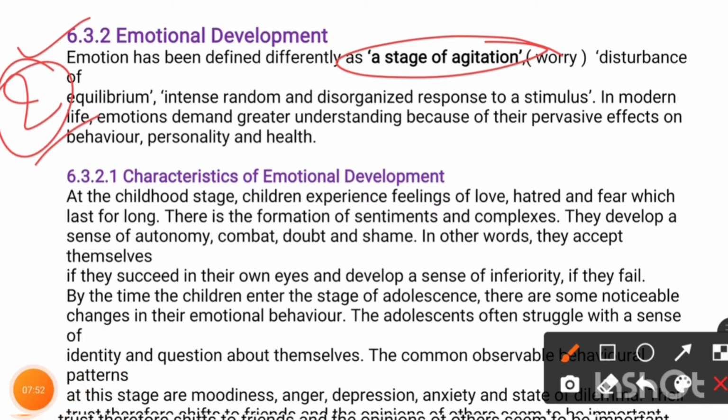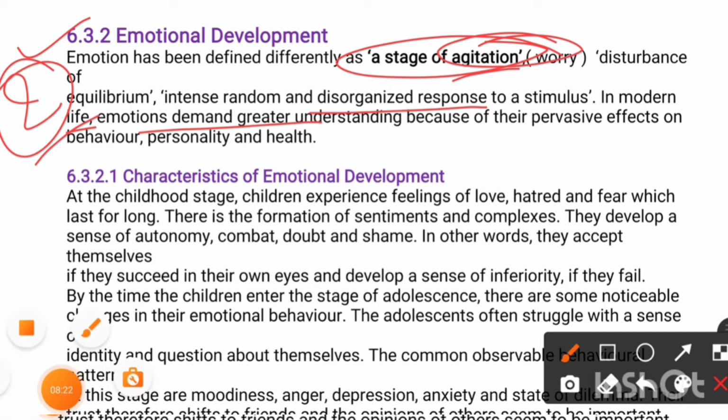Now the second development is emotional development, which has been defined here as agitation. And what is agitation? Agitation is being worried or having anxiety that you show by behaving in a nervous way. That is called agitation. So this is a stage of that, with intense, random, and disorganized responses to stimuli. In modern life, emotions demand a greater understanding.